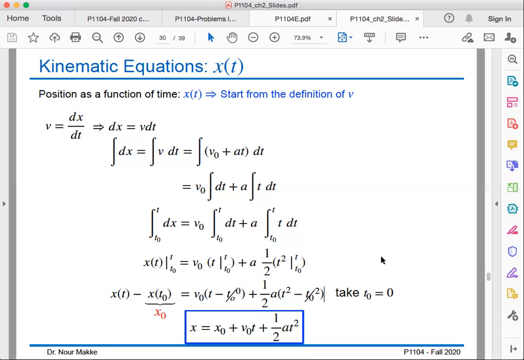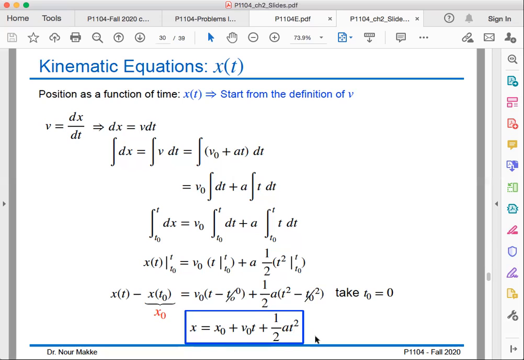Now, if we take t0 to be equal to 0, and we replace x evaluated at the time t0 by x0, then we can simplify a little bit the form of this equation and write down x at a given time t. It can be evaluated as the summation of x0, v0 t, and half a t squared.